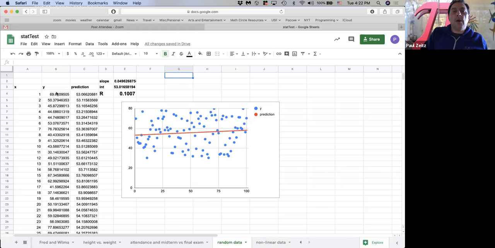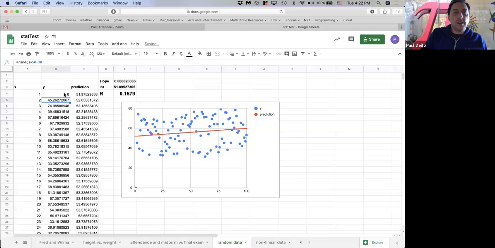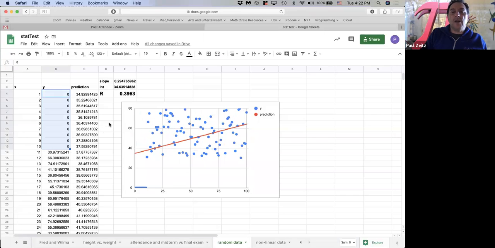But what if I were to take some of these values here and just make them be zeros? And what I want you to do is keep track of R. I'm going to just take the first 10, make them zeros. Notice what happened to R. It jumped up to 0.4.